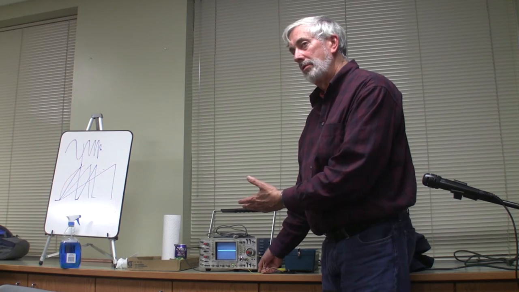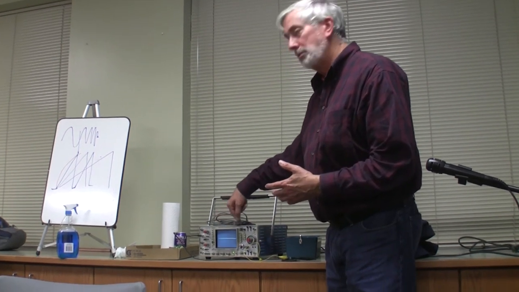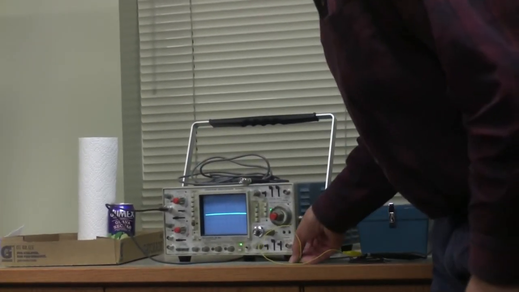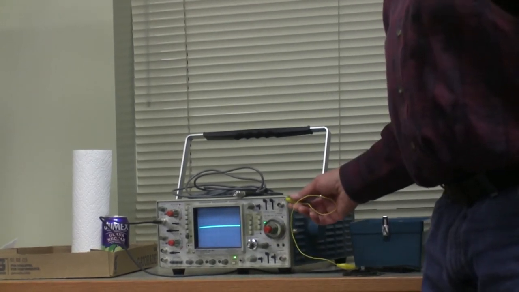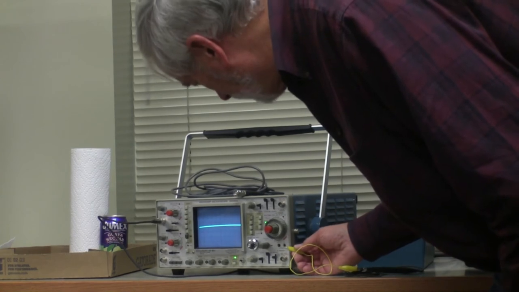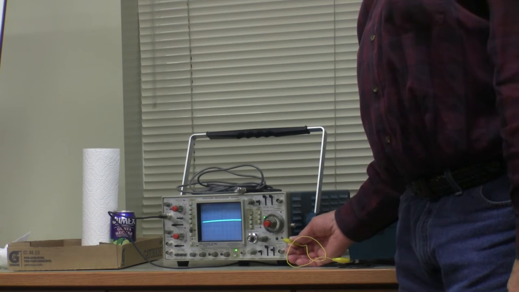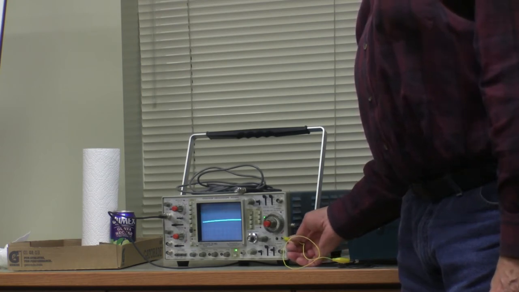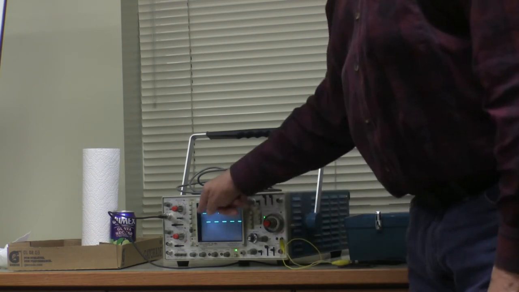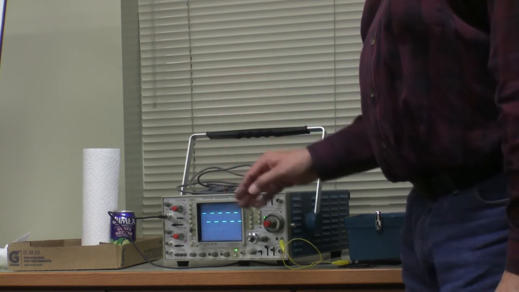There's our trace. The horizontal oscillator is running, and it's producing a signal going across the screen. And here's a sample signal provided by the scope. This is a 1 volt peak to peak wave. So from top, this is a square wave. 1 volt, 0 volt. 1 volt, 0 volt.